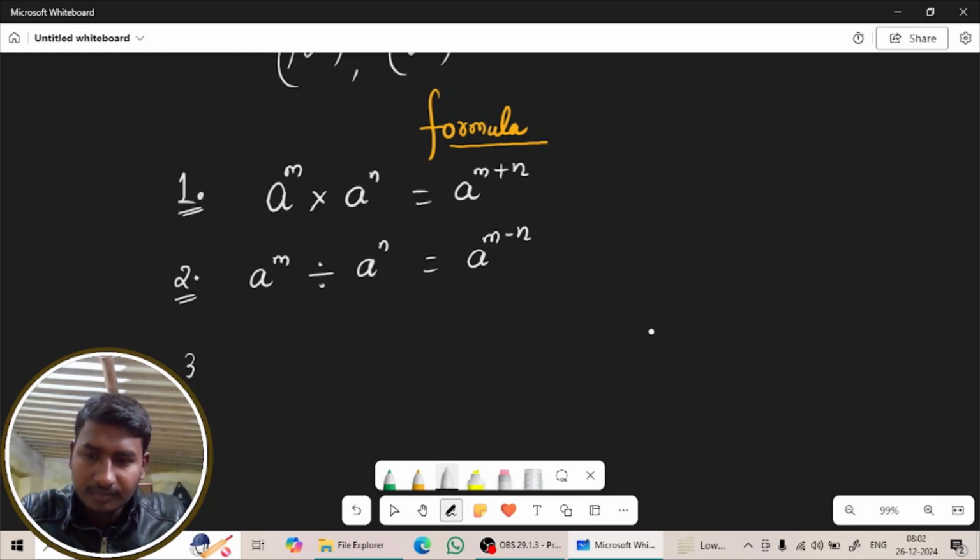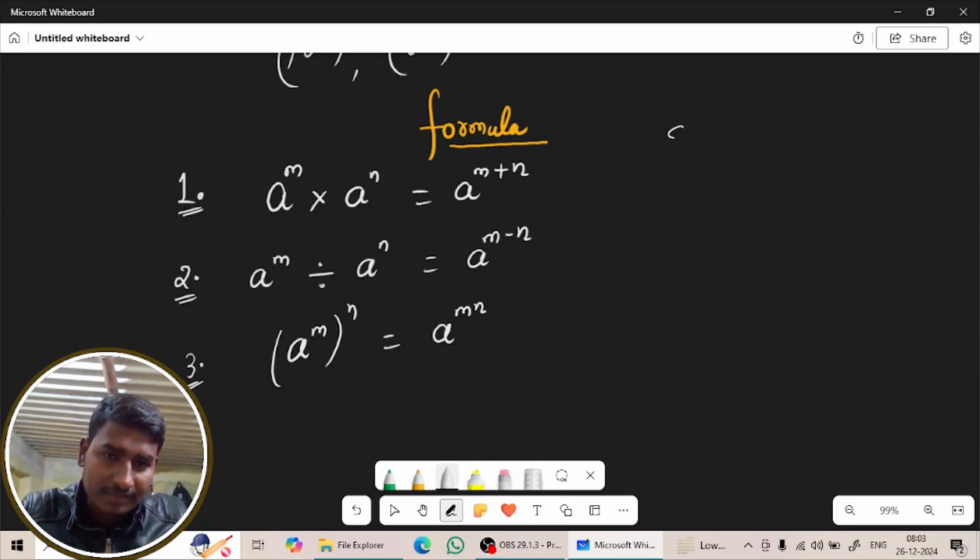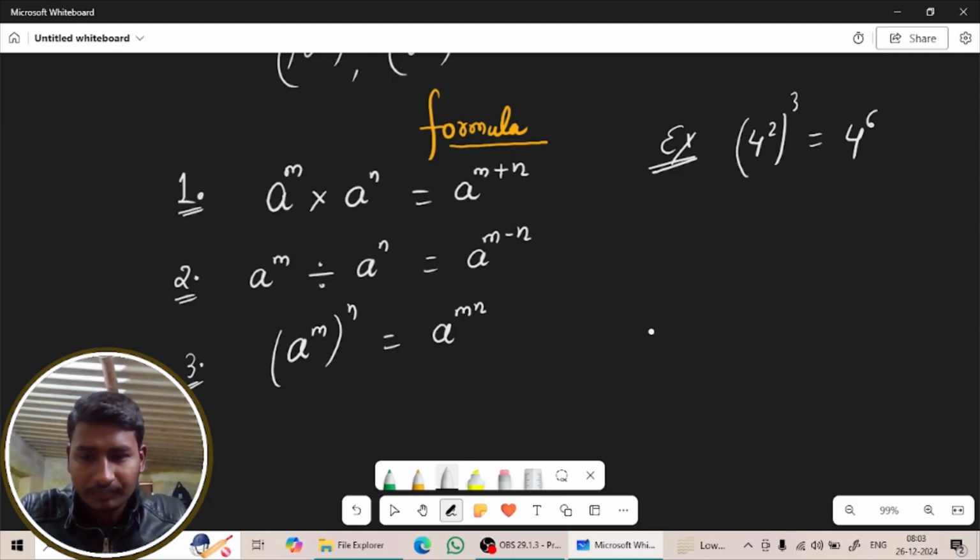Now third, if any number has an exponent over an exponent, we multiply their exponents. Let's say it like this. For example, if I have the number 4 with exponent 2 and over exponent 3, what I'll do is write 4 to the 2 times 3, which is 6. So 4 to the exponent 6, that will be the count.